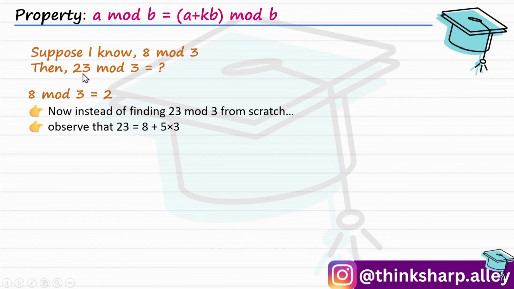How to check congruency? Just subtract 23 and 8 and check whether it's a multiple of 3 or not. If yes, you don't even have to divide. You know that they will give the same remainder. So 23 minus 8 is 15, which is a multiple of 3, which means 23 and 8 are congruent numbers. So that means the remainder is 2 over here. So 23 mod 3 will also give me 2.